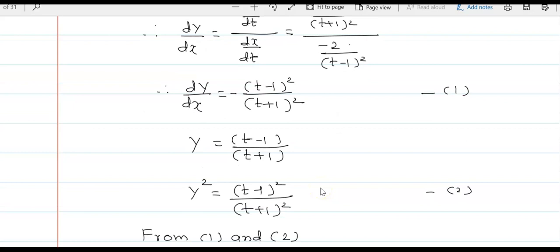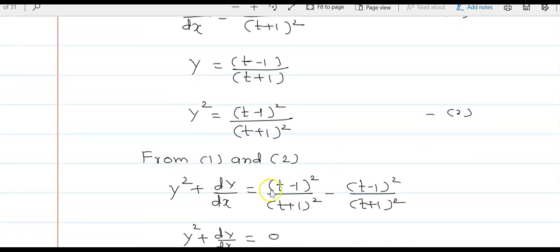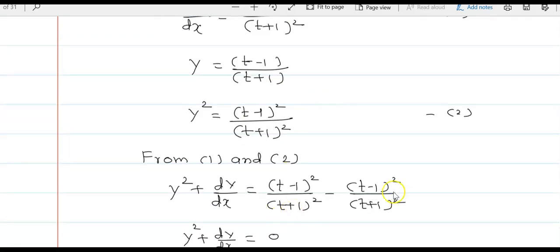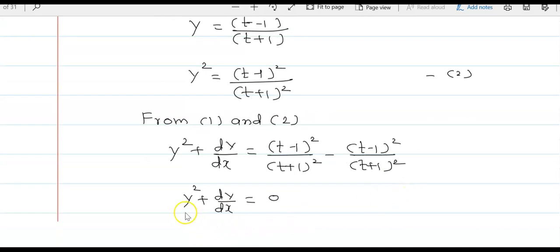But the next is squaring on both sides. Therefore you will get y square plus dy by dx. But what is y square? y square is (t minus 1) whole square upon (t plus 1) whole square. And what is dy by dx? The dy by dx is minus (t minus 1) whole square upon (t plus 1) whole square. And this plus and minus get cancelled. And hence y square plus dy by dx is equal to 0.